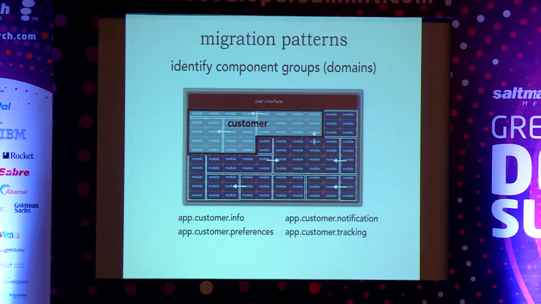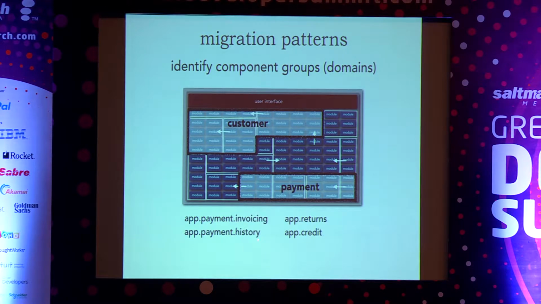Now, look what I'm doing. I'm able to start saying app.customer.star is all of our customer functionality. As a matter of fact, down here is payment. Invoicing, payment.history, app.returns, and app.credit. Again, right-click, refactor, rename from returns to payment.returns. From credit, right-click, refactor, rename to payment.credit. Do you see what we're doing? We're identifying domains in our application now.